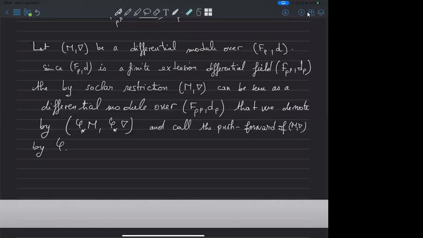Then I stopped. Then the push forward of M nabla by the Frobenius satisfies the following: the rank, or the dimension, is exactly equal to p times the rank of M.